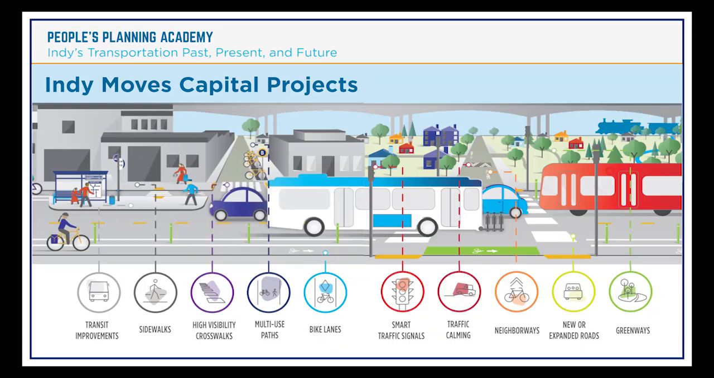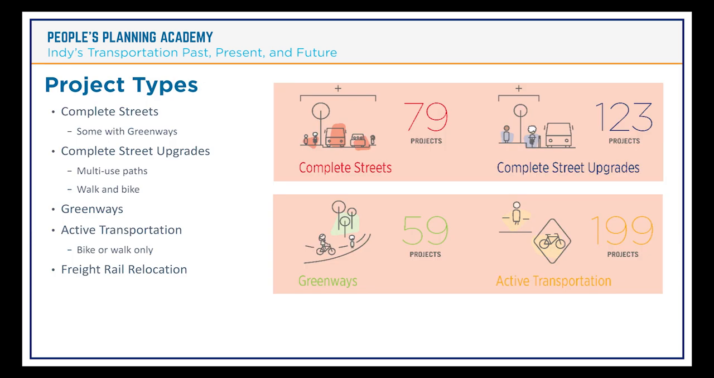The Indy Moves capital projects have lots of pieces, from transit improvements to bike lanes to improving our traffic signals, which are woefully inadequate, and everything in between. Altogether, we have, I think, about 406 different projects, and this is how they pan out. I mentioned we group them into corridors. A complete street is where we have planned widening, but that would be a roadway widening that also has bike and pedestrian facilities that go with it.